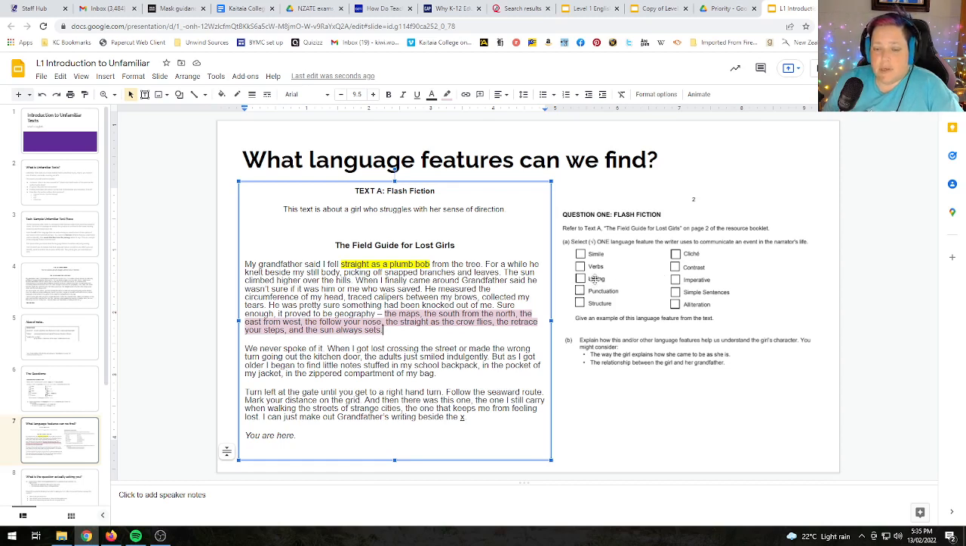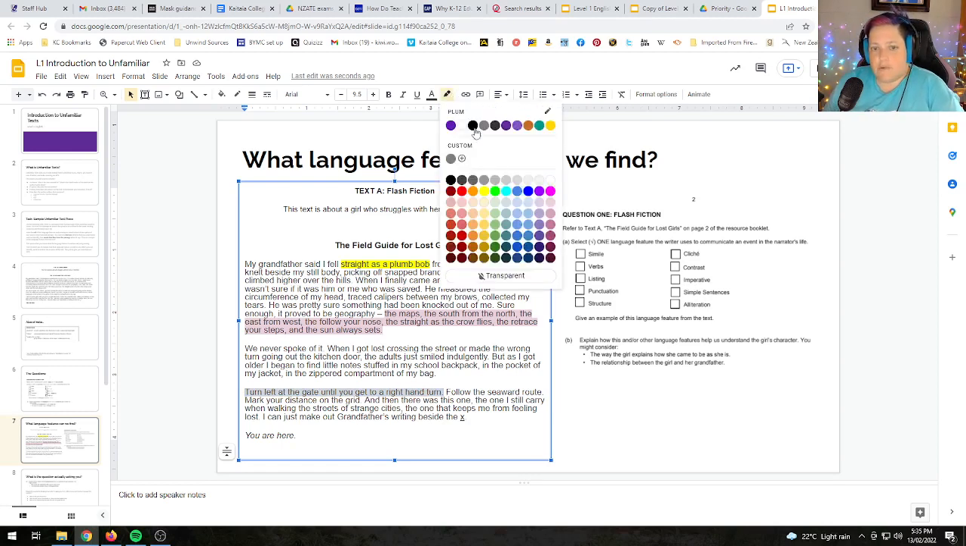We've talked about listing. Imperative. What is an imperative? Remember? An imperative is something that tells you what you're to do. So if I say stand up, sit down, go over there, those are all imperatives. They are commands. They're directions. Imperative: turn left at the gate until you get to a right-hand turn. That's an imperative. All of those directions that he gives, those are imperatives.